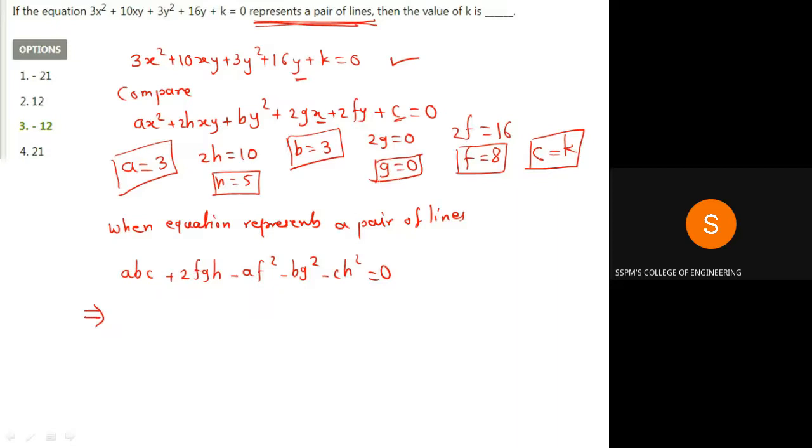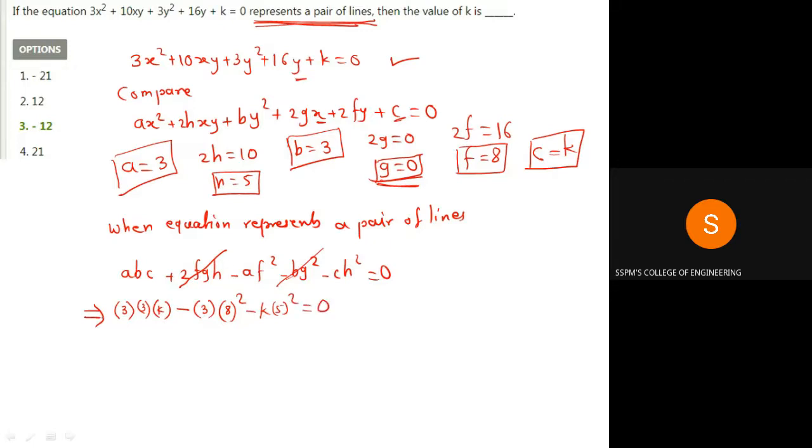So remember, all the values that contain g will be zero. You can neglect those values, they will be null. Okay, so g is equal to zero. So this 2fgh will become zero. This bg square will be zero as well. So now we will substitute all other values. a is equal to 3. What is the value of b? It is also 3. What is the value of c? It is k. So minus af square. What is a? It is 3. What is f square? f is equal to 8, so 8 square. Minus bg square, this is cancelled. So minus ch square. Value of c is equal to k, and value of h square is 5 square.